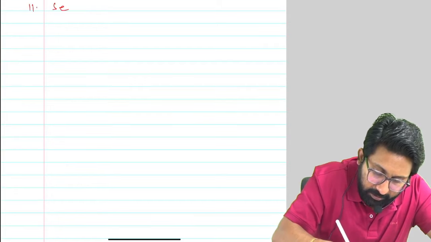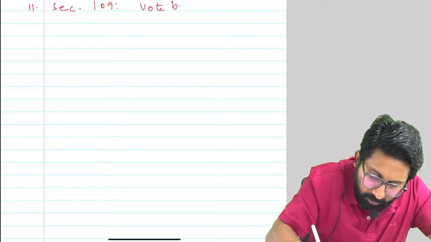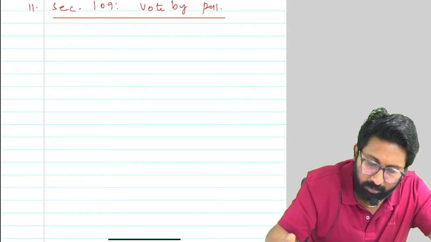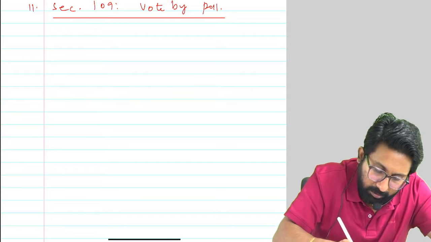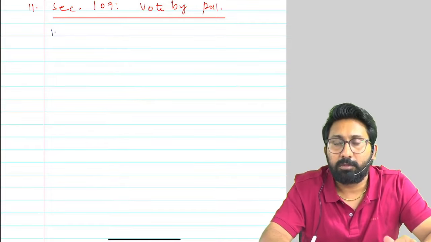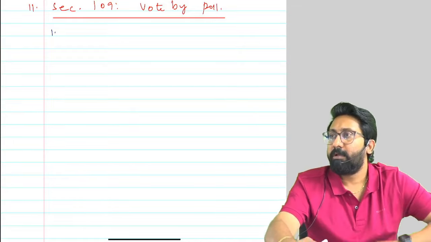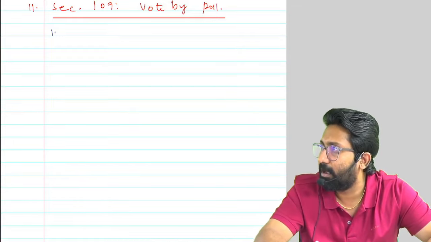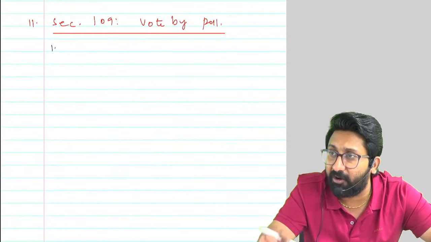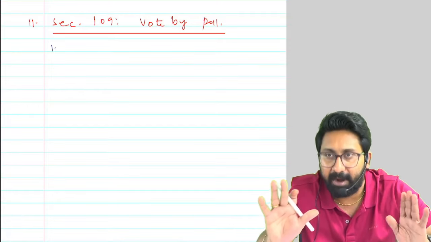Next one. Section 109. Vote by poll. Number one. So one by one, let us try to understand what are the conditions in vote by poll. First, listen carefully. After that, we can write. Vote by poll is default or demanded? First point number one, demanded.